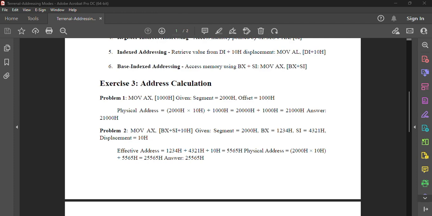in SI and displacement to get 5565H. And then after that, we're going to multiply the segment 2000H by 10H and then add 5565H for the final physical address of 25565H.